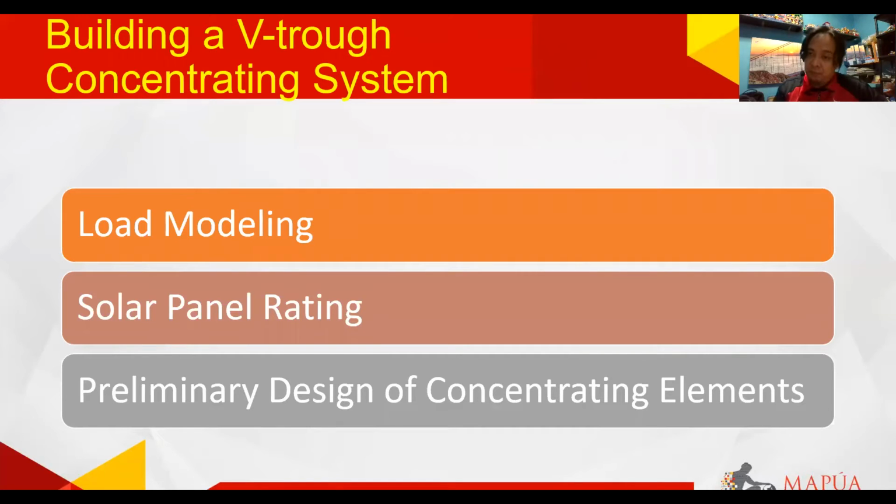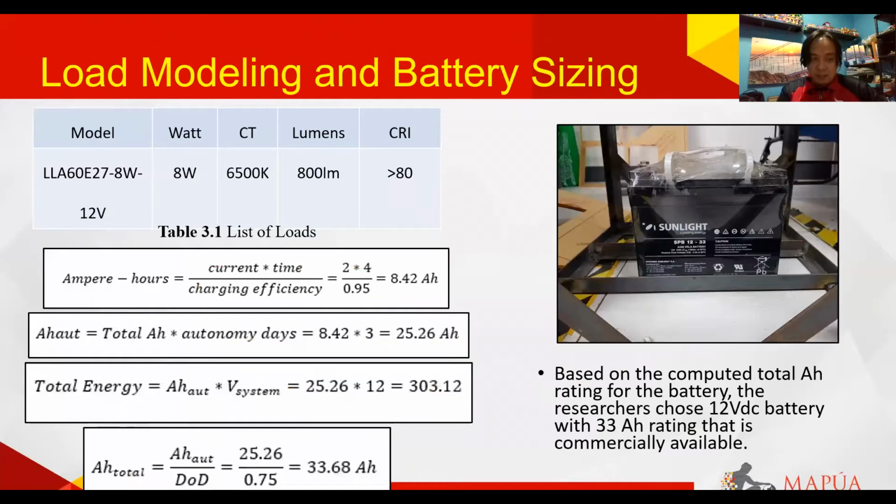So the first part of the methodology is building the V-trough concentration system. How will we build that? First, we have the load modeling. Second is the solar panel tracking and the preliminary design of the concentrating elements. So this is the load modeling and battery sizing.